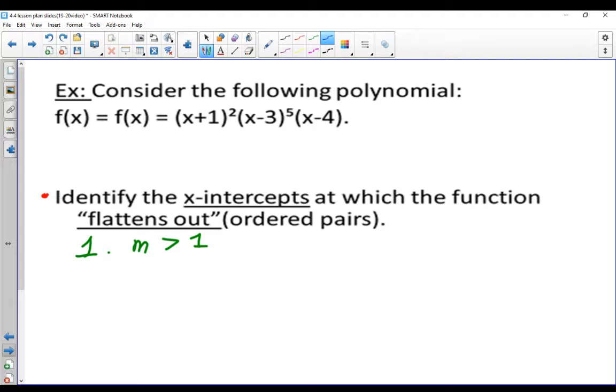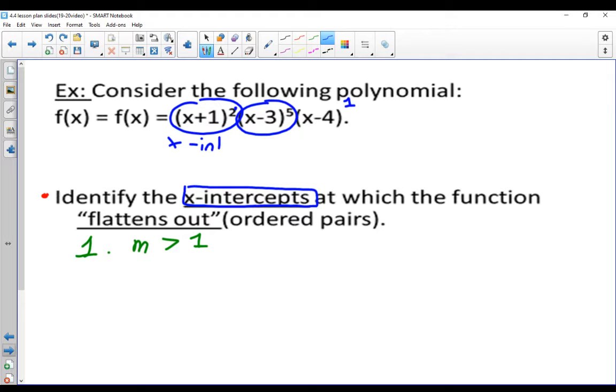So, let's take a look at all the multiplicities that are greater than 1. This one has a multiplicity of 2, and that's greater than 1. This one has a multiplicity of 5, which is greater than 1. The last one does not apply. So, we got to take a look at those two parts. So with that in mind, we now know which parts of the factoring flatten out. And now it's our objective to find the x-intercepts.